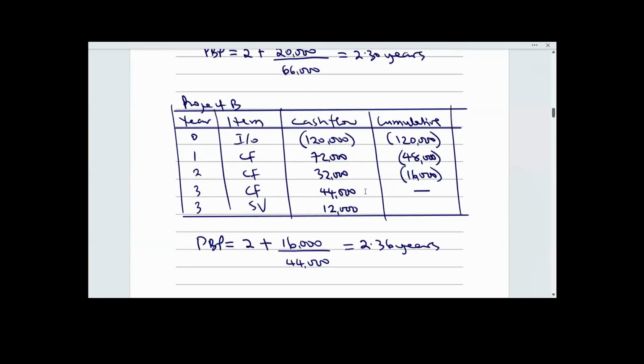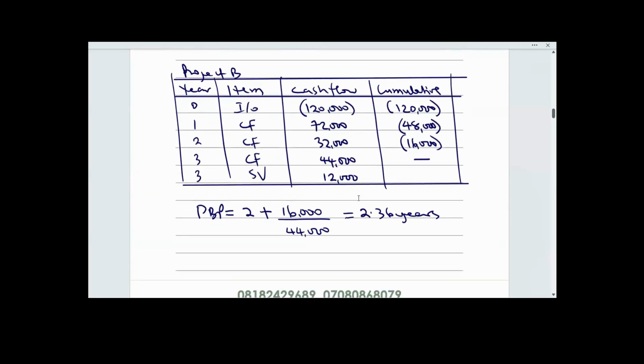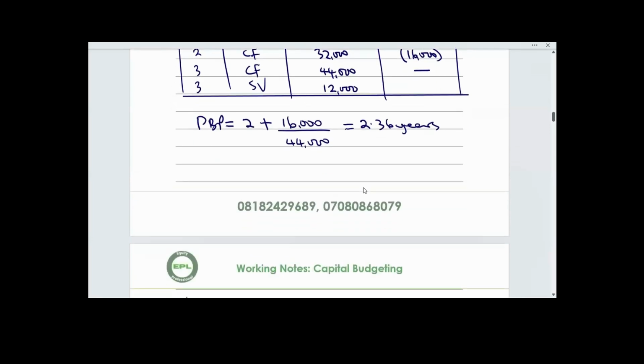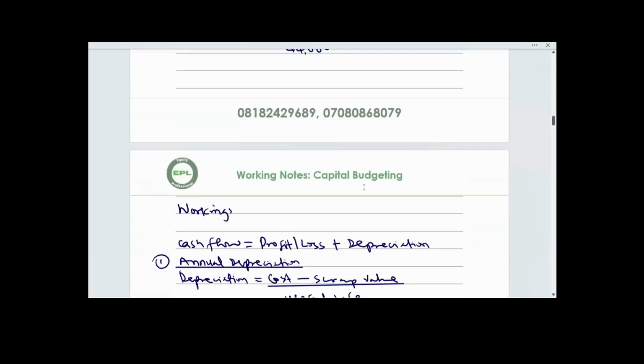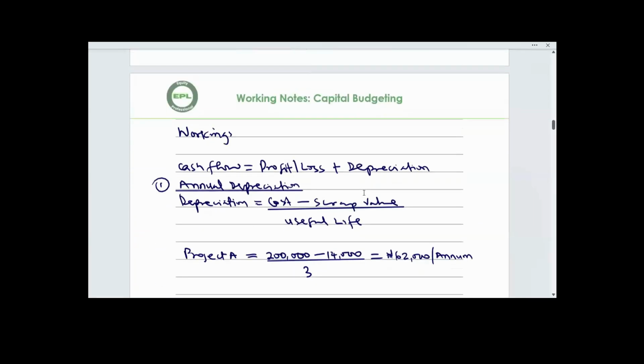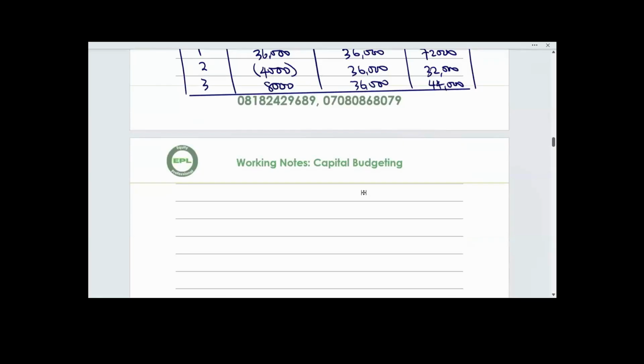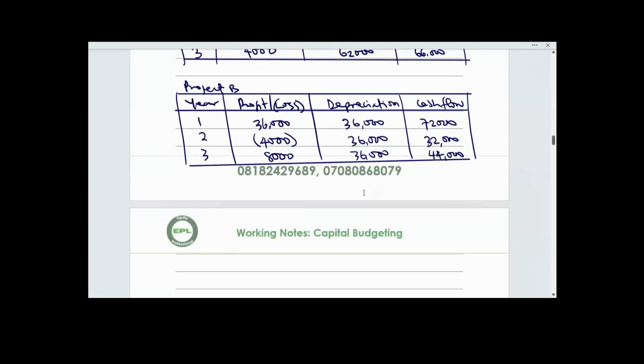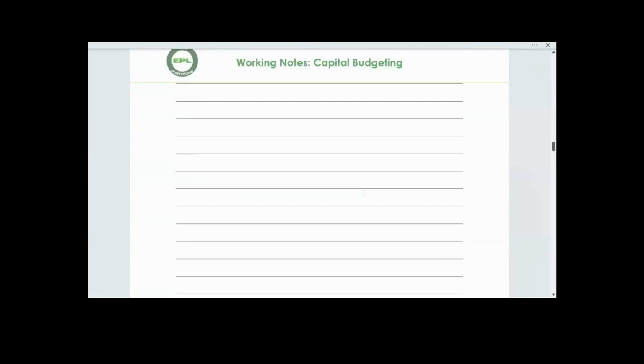But I now said, let's include accounting rate of return. There is no space again, so let me go down there and put it there. Let's calculate accounting rate of return. Number 4. This one is not part of the question. I'm the one that included it. So, calculating accounting rate of return.